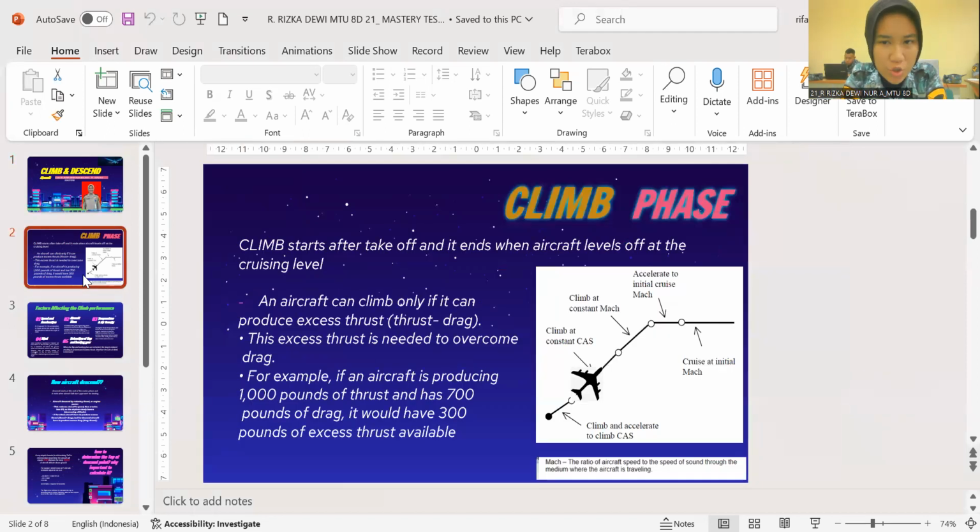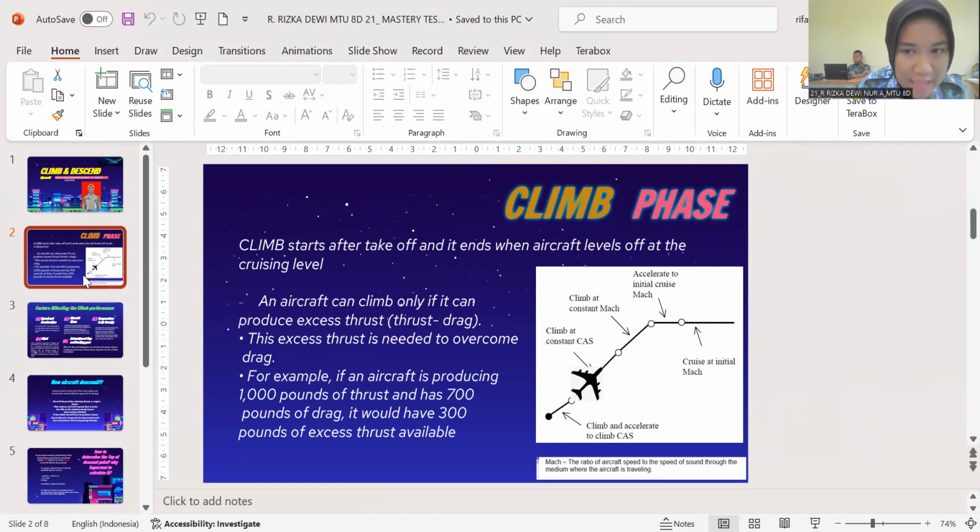First, I will tell you about the climb phase. Climb starts after takeoff and it ends when the aircraft levels off at the cruising level. An aircraft can climb only if it can produce excess thrust, which is thrust minus drag. For example, if an aircraft is producing 1,000 pounds of thrust and has 700 pounds of drag, it will have 300 pounds of excess thrust available.